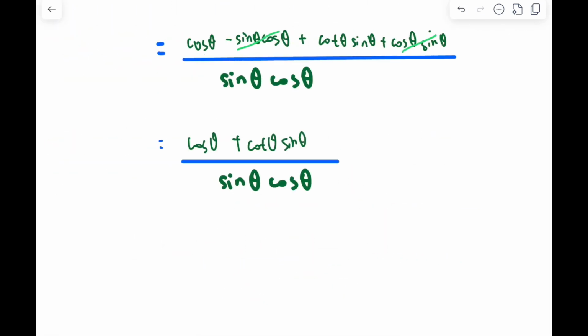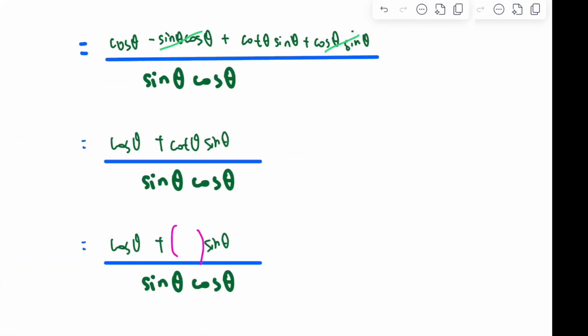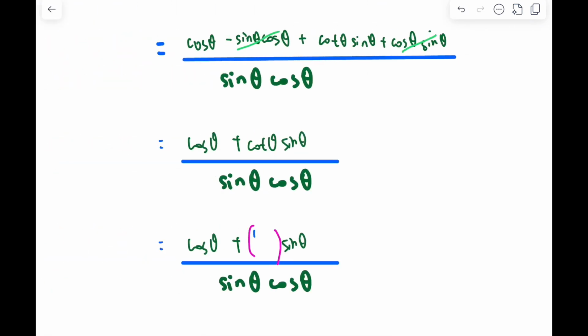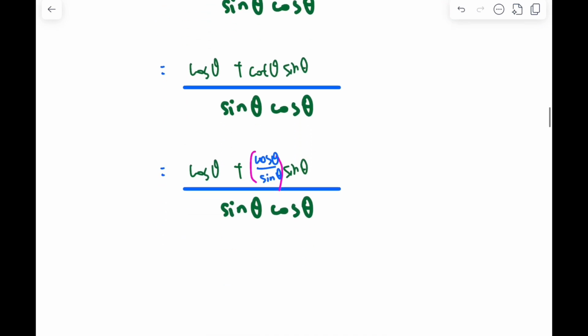So now we can further simplify. Cot here can be written in quotient identity. Cot can be written in terms of cos over sine. So now let's further simplify. Sine and sine here can be cancelled out. And then you are left with cos plus cos. Therefore, cos theta plus cos theta, you'll get 2 cos theta over sine theta cos theta.